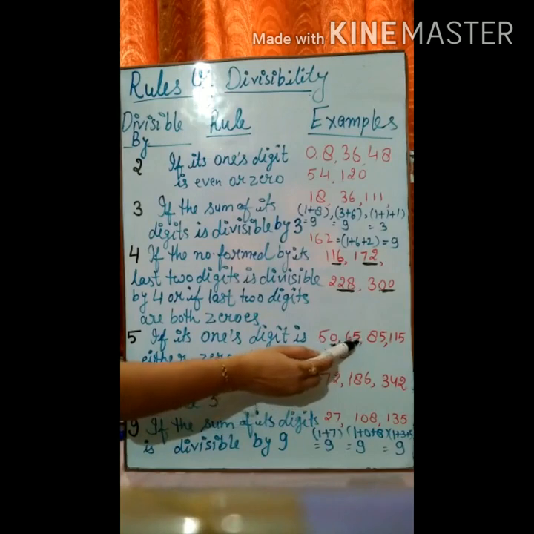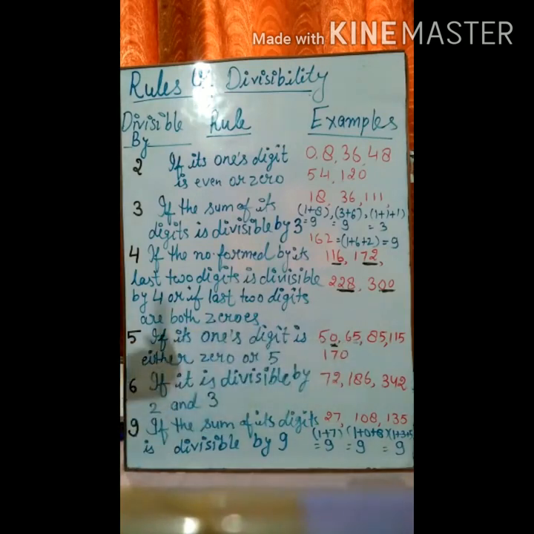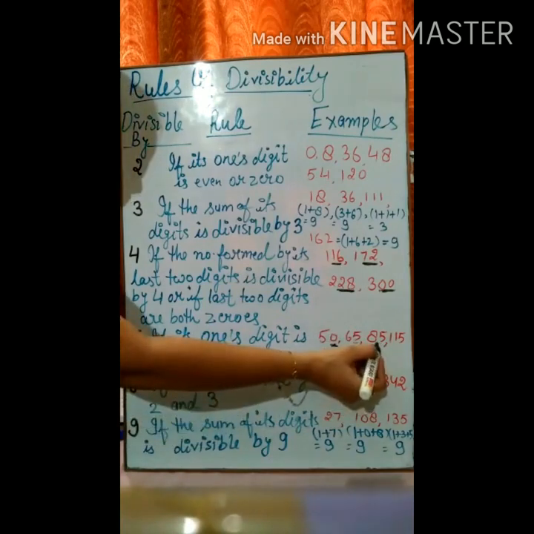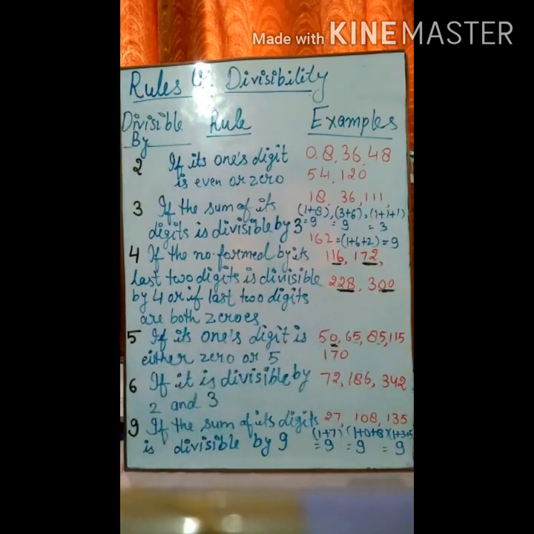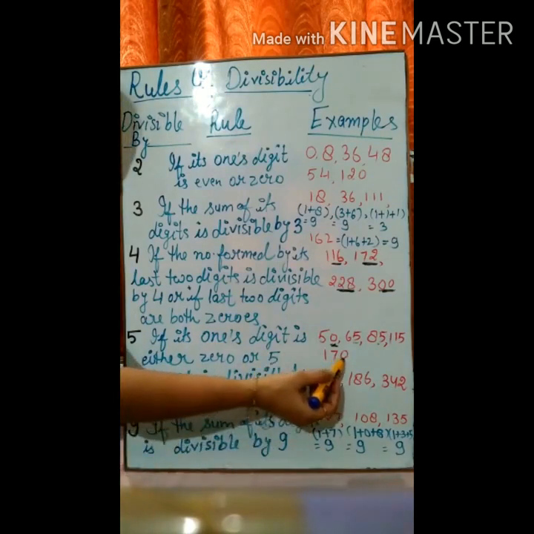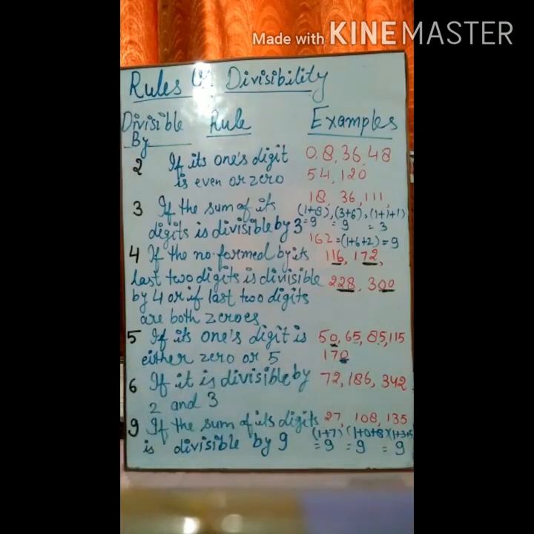The ones place is what? 5. So 65 is also divisible by 5. At the ones place, which digit is there? 5. And 170 is also divisible by 5. Why? Because the digit at the unit place is 0.